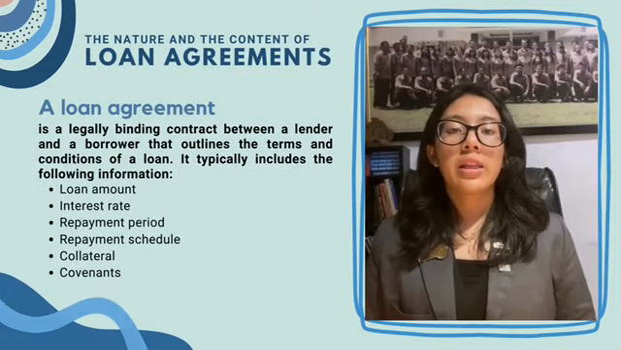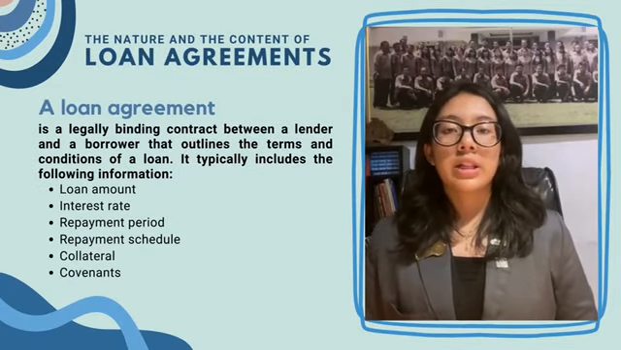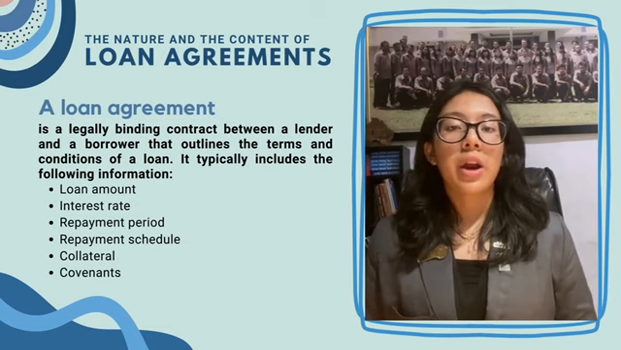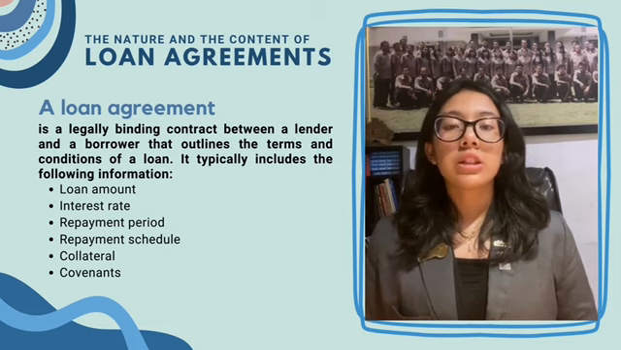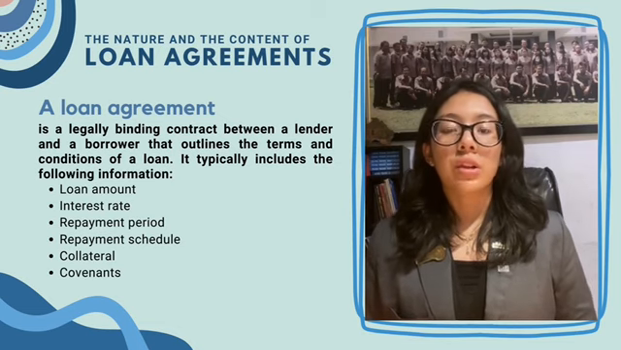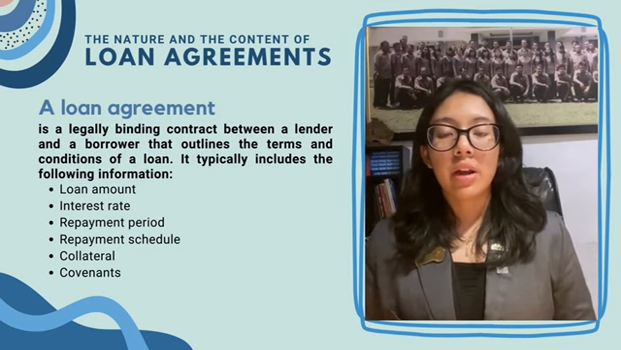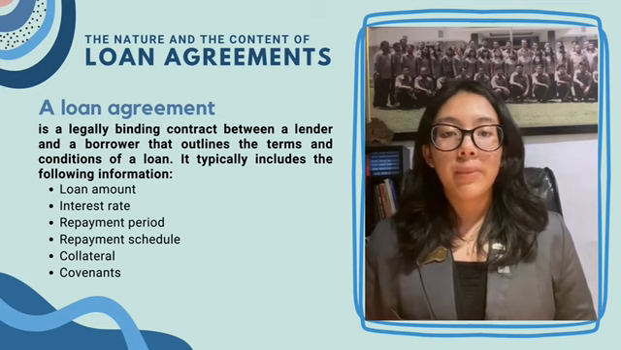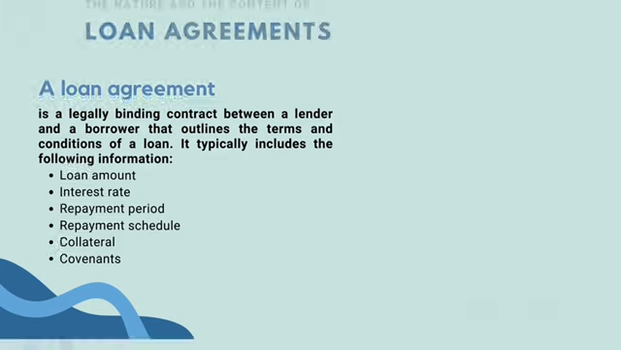The nature and the content of loan agreements. A loan agreement is a legally binding contract between a lender and a borrower that outlines the terms and the conditions of a loan. It typically includes the following information. First is loan amount, then interest rate, repayment period, repayment schedule, collateral, and covenants.